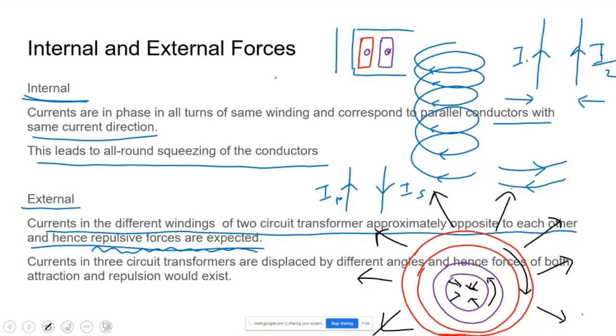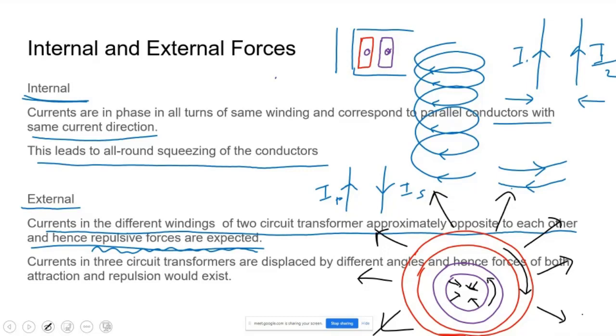So on the inner winding, that is say primary winding, the forces will be radially inward, and on the outer winding, the forces will be radially outward. Okay, is it clear? Yes, these forces are due to currents in the other winding. Because the current direction is reversed, the effect of primary on secondary and secondary on primary results in radial forces.